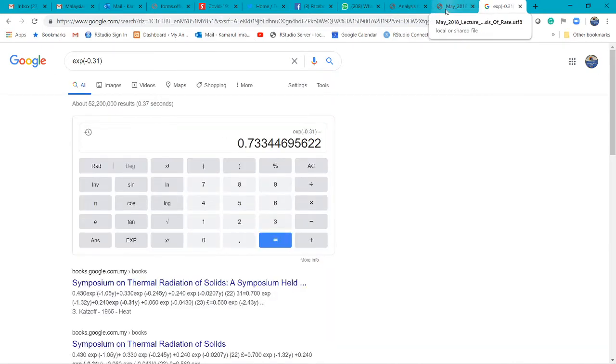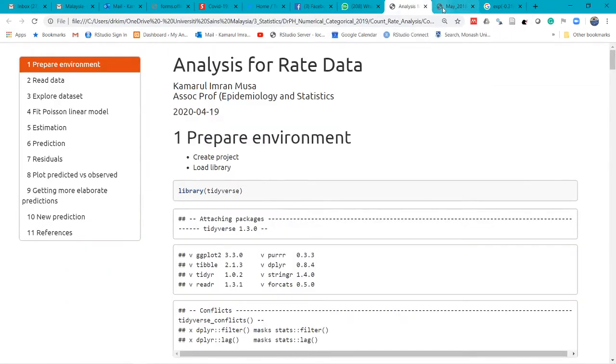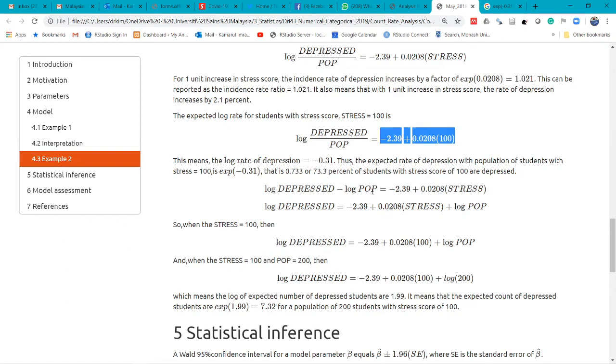So it means that 73.3% of the students are depressed, if every one of them has got a stress score of 100.